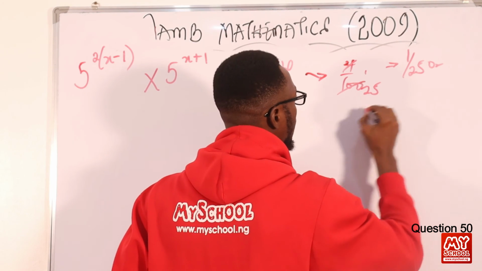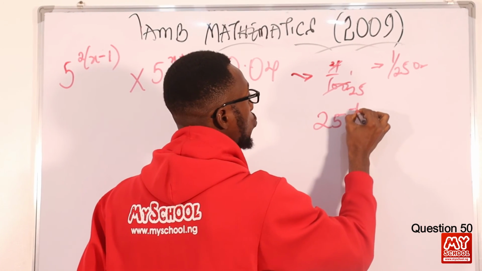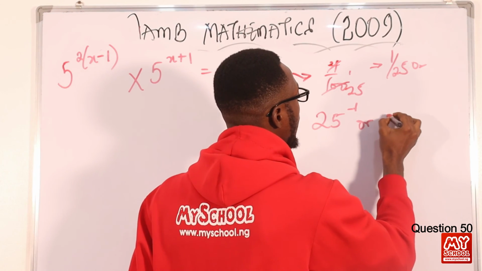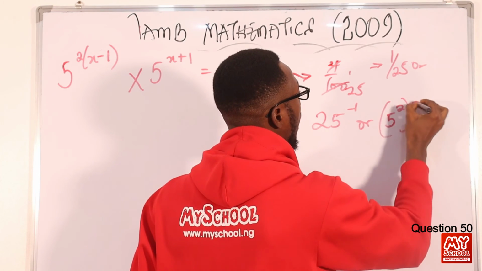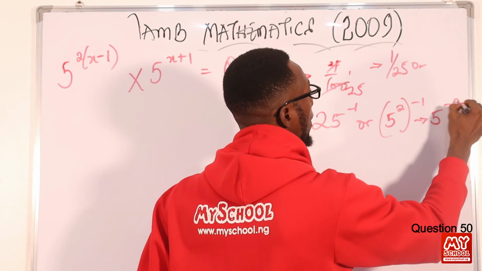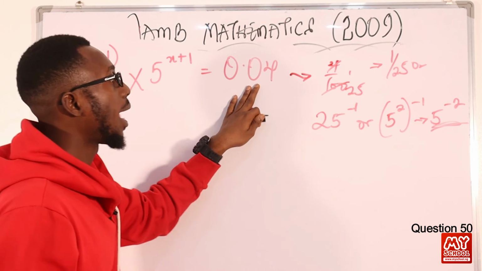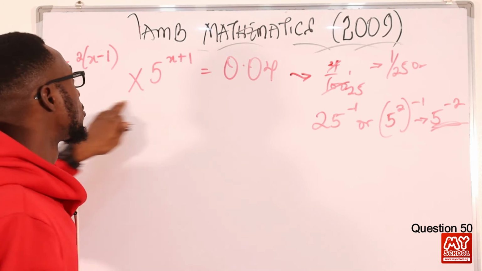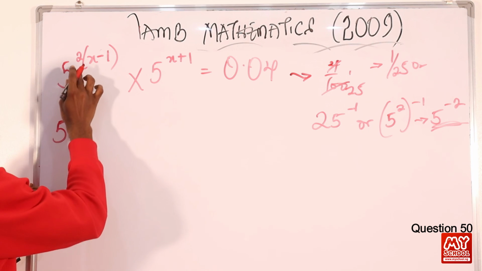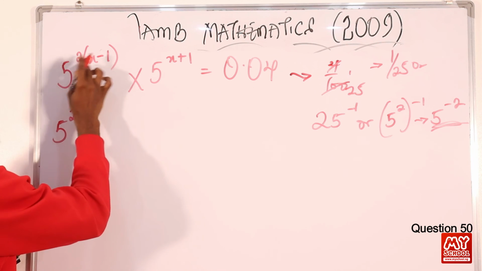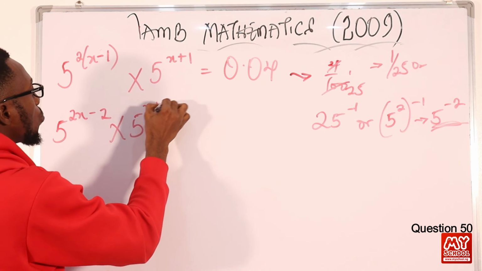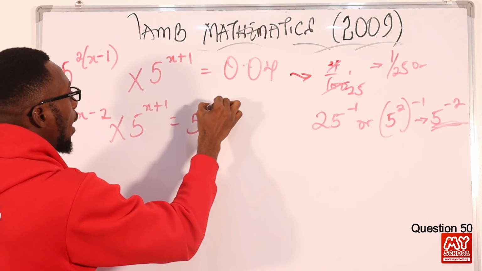Or 25 raised to power minus 1, or if I want to break it down further, I can say 5 raised to power 2, in brackets, raised to power minus 1. That means 5 raised to power 2 times minus 1, which is minus 2. So basically, I can change this to 5 raised to power minus 2 to have the same base as these here. So I have 5 raised to power 2x, 2 times 1, minus 2, times 5 raised to power x plus 1 equals 5 raised to power minus 2.